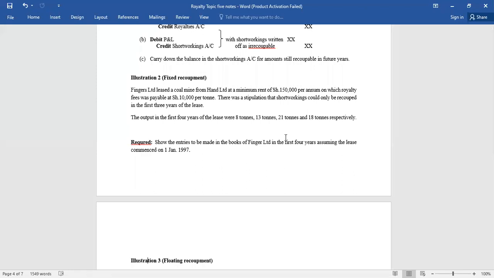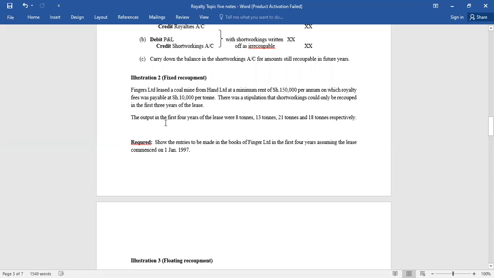So in our fixed recoupment, we have Fingers Limited, a coal mine from Hand Limited, a minimum rent of 150,000 per annum, on which royalty fees was payable at 10,000 per ton. There was a stipulation that short workings could only be recouped in the first 3 years. So you can see why it is restricted. It could only be recouped in the first 3 years. So these are the areas you check even when you are doing your work. So you've been restricted to 3 years.